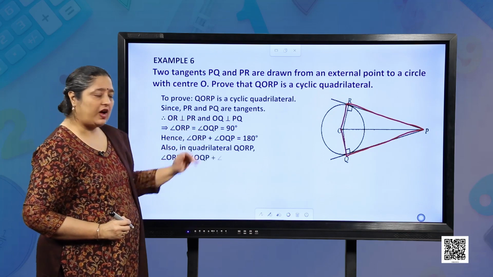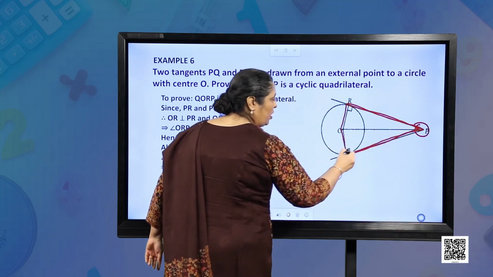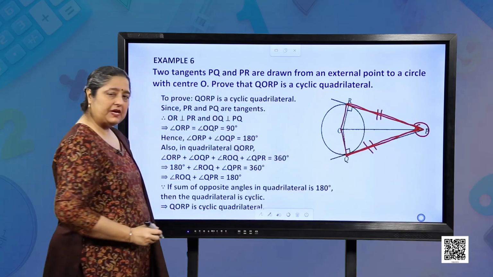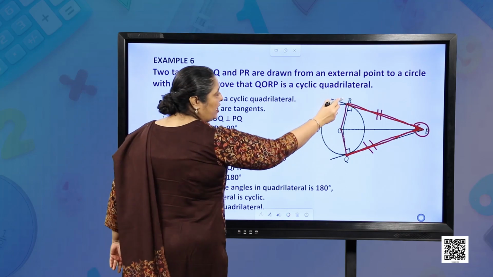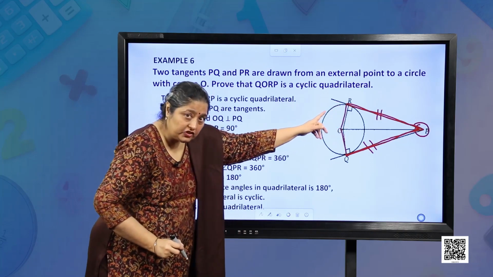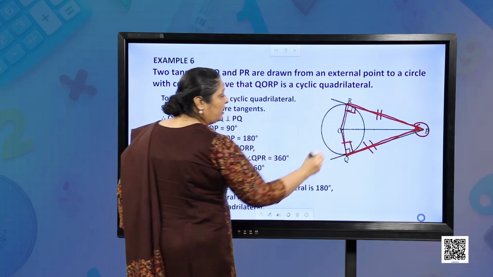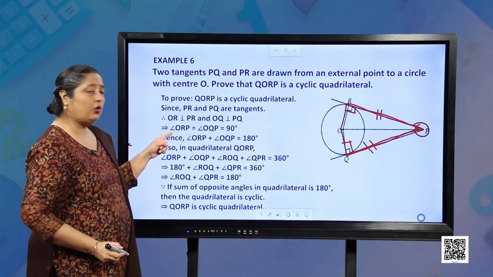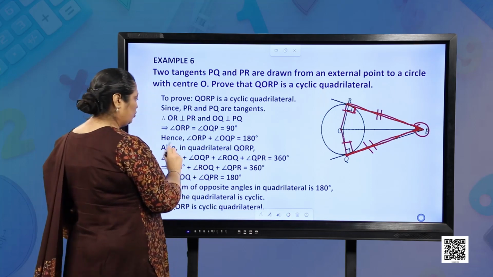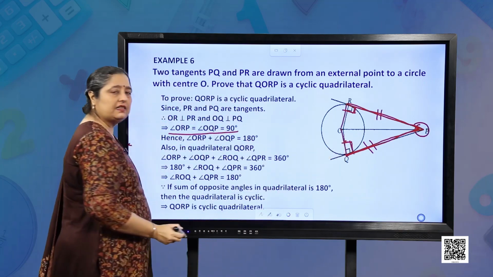Since PR and PQ are tangents, we know that P is an external point, PR and PQ are two tangents from the point, then PR is equal to PQ, right? Also, OR is a radius and OQ is also a radius, and when we have a radius and a tangent at the point of contact, then we have a 90-degree angle here and a 90-degree angle here. So, we have angle ORP equal to angle OQP, that is 90 degrees.